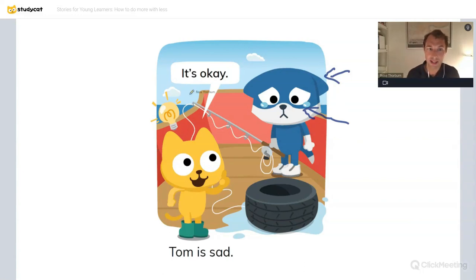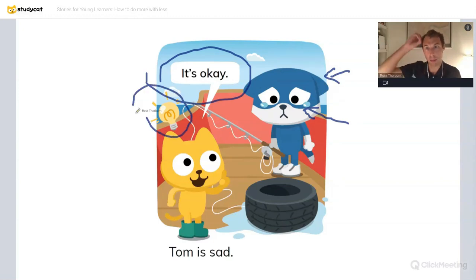But Studycat says it's okay. And we've got a little light bulb, bing, from Studycat. So what do you think is going to happen? What do you think Studycat's idea is? Why is it okay, do you think? Why is it all right? What do you think Studycat has thought of here to solve this problem?